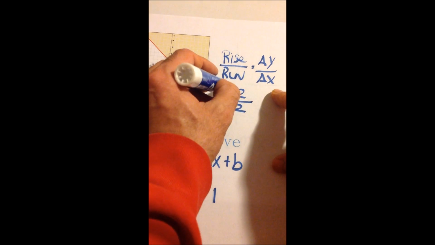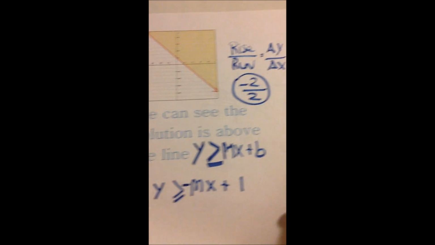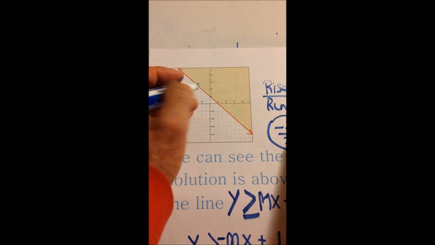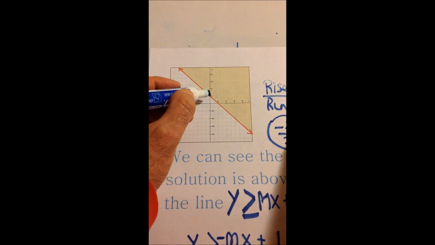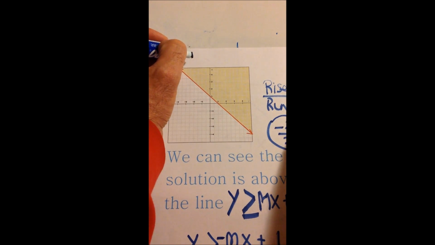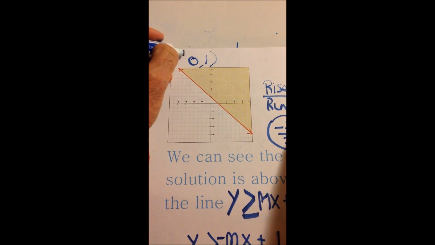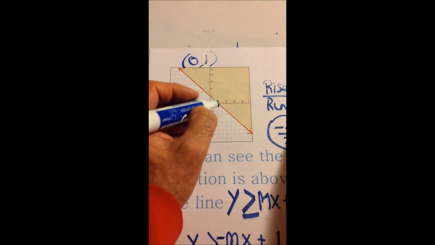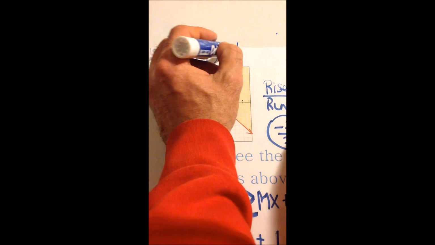So let's circle this for a minute, and then we'll go over it. Let's look at also some points on this line. We have a (0, 1). That's one point. We'll put it up here. 0 is x, and y is 1. That's one point. And let's look at another point. We have (1, 0).